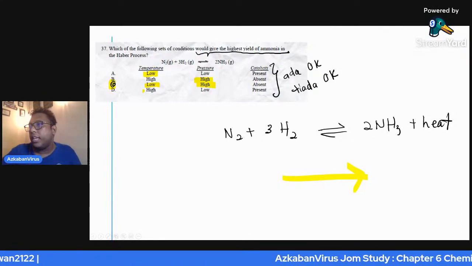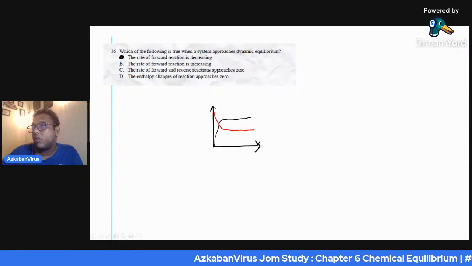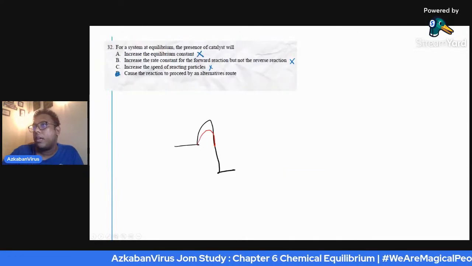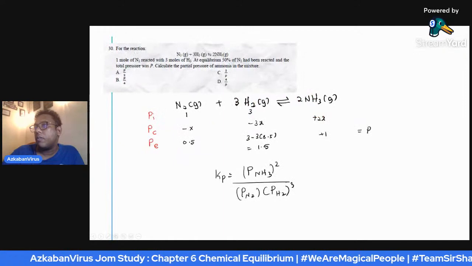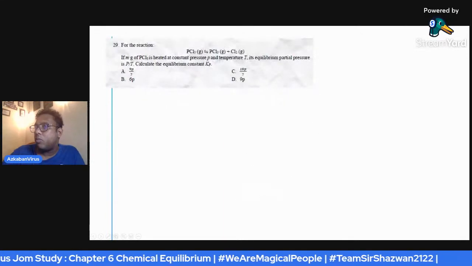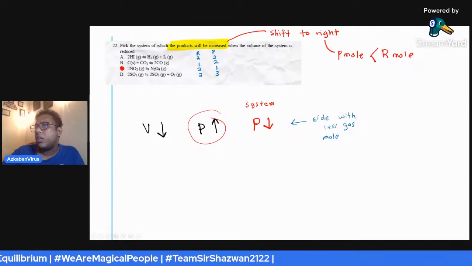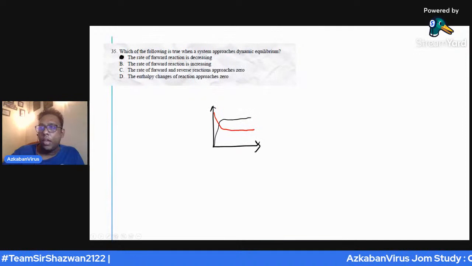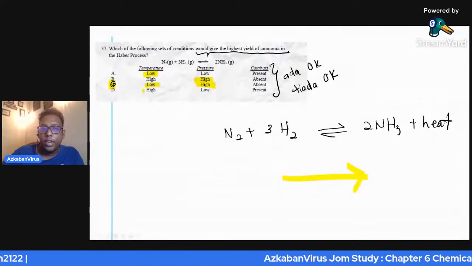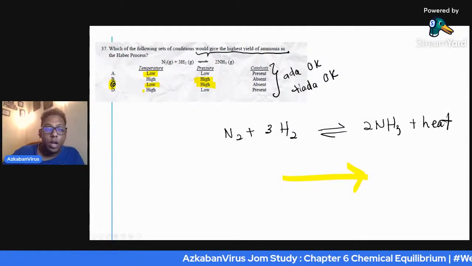Okay, so tadi kita KIV 1, 34, 33, 30, 29 dan juga tadi nombor 10 kan. Ada 5 soalan kan kita KIV. Jangan risau, 5 soalan yang KIV ni nanti kita akan buat pada hari lain pula.